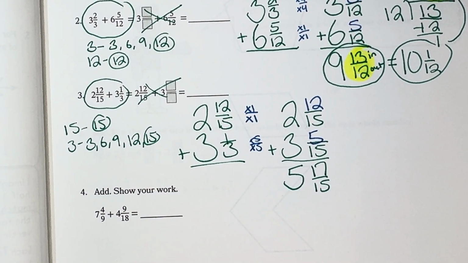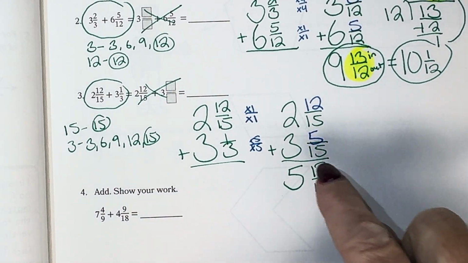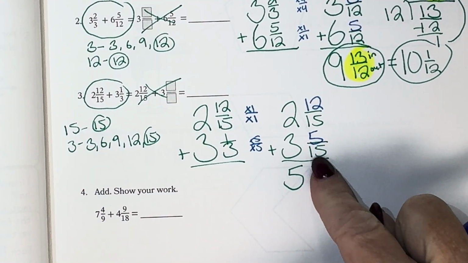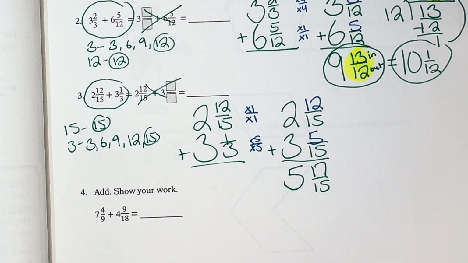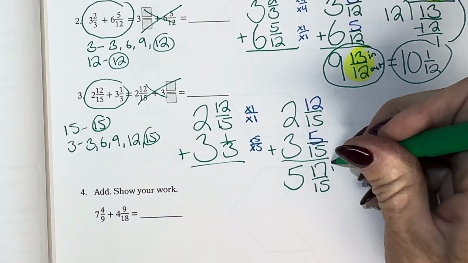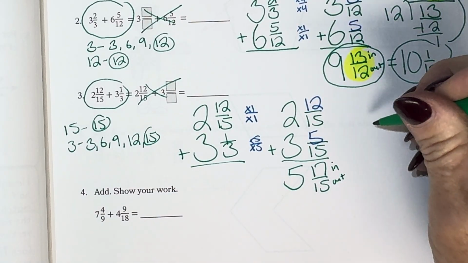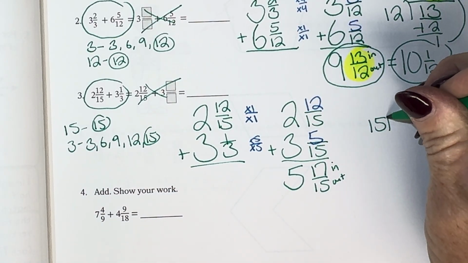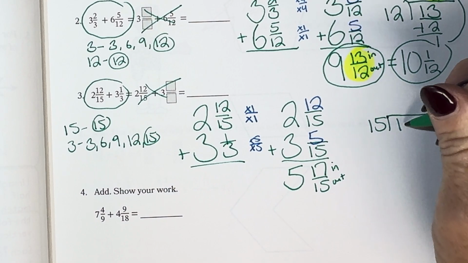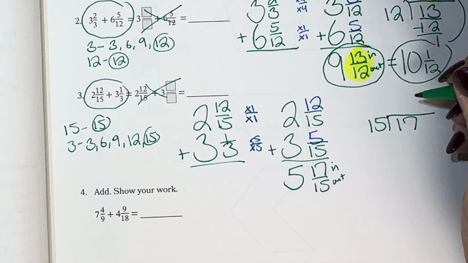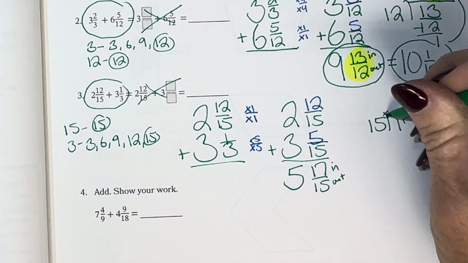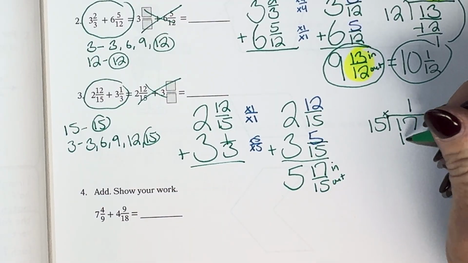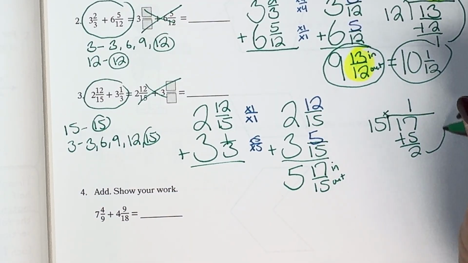Okay, step 4 is I'm going to check for greater than 1 fractions, and this is a greater than 1 fraction. So I'm going to use my division to help me. So my 15 is my divisor, my 17 is my dividend, and I know that 17 divided by 15 is 1 with 2 left over.